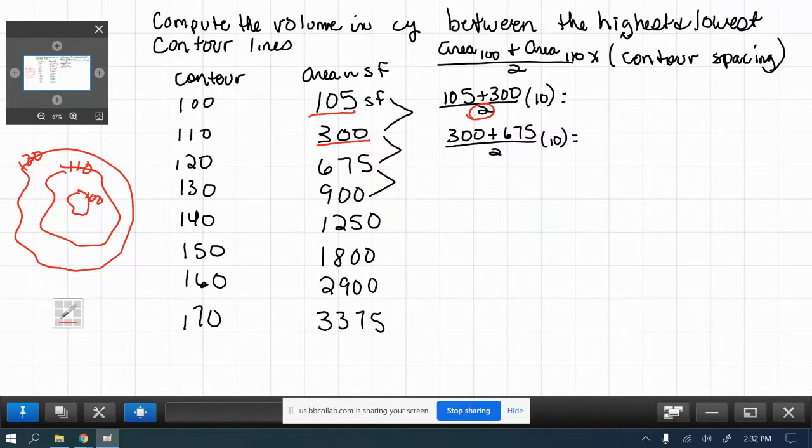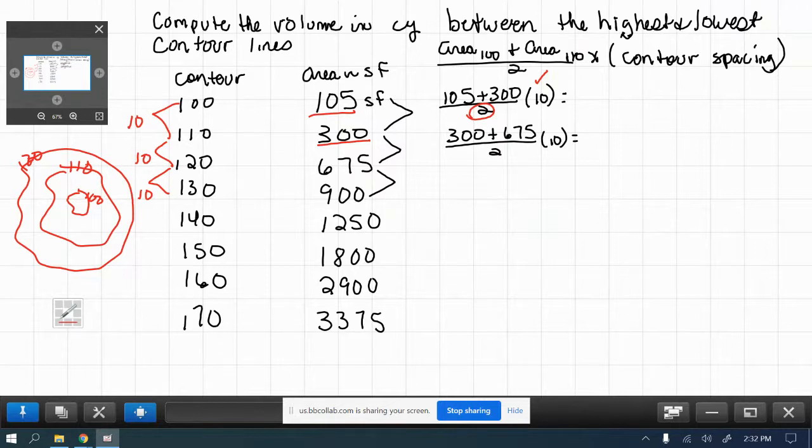So it would be the area of 105 plus the area at 300, divided by 2, because we're going to take the average, and you multiply it by your contour spacing. The contour spacing is the difference between the contours. These are every 10 feet. You may have one that's done every 5 feet, so just pay attention to what the contour intervals are. I had y'all draw contours every 2 foot in the online module 4.